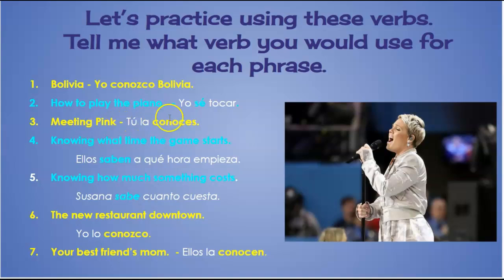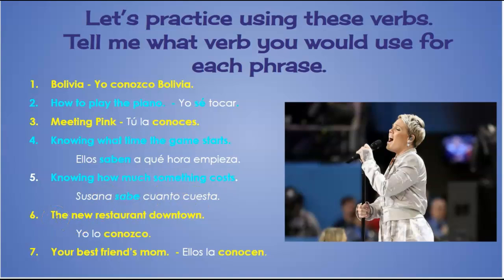Meaning Pink, tú la conoces. You know her. You've met her. Or you will meet her. Knowing what time the game starts. Ellos saben, saber, a qué hora empieza. Knowing how much something costs. Susana sabe cuánto cuesta.